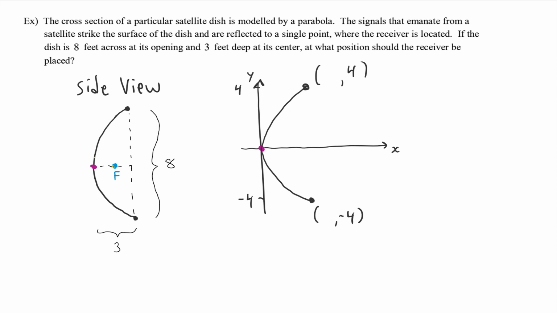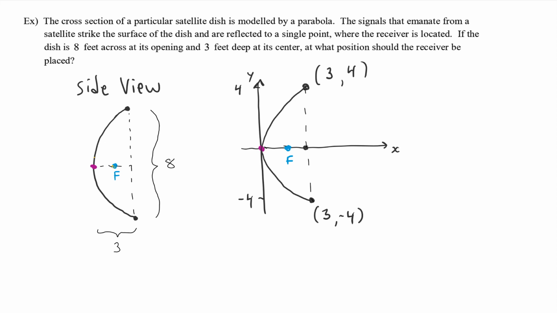And then, let's see, what else do we know? We know this distance is 3, so I'm going to go 3 to the right, up 4, 3 to the right, down 4. And that takes care of the two measurements they gave me. Now I just need to figure out where this focus is located.